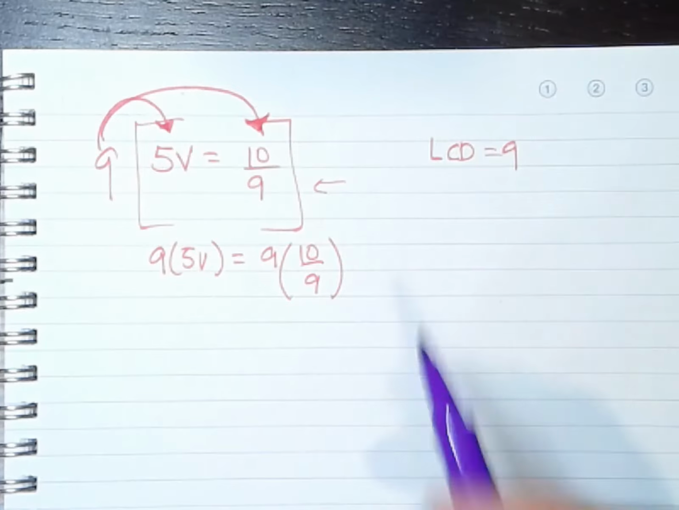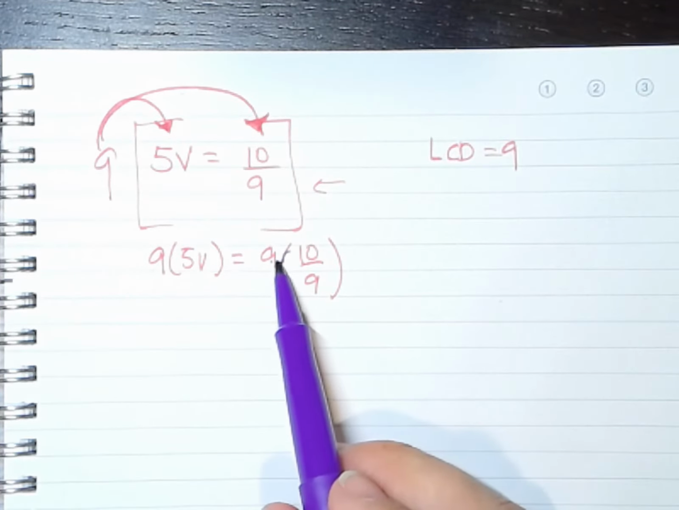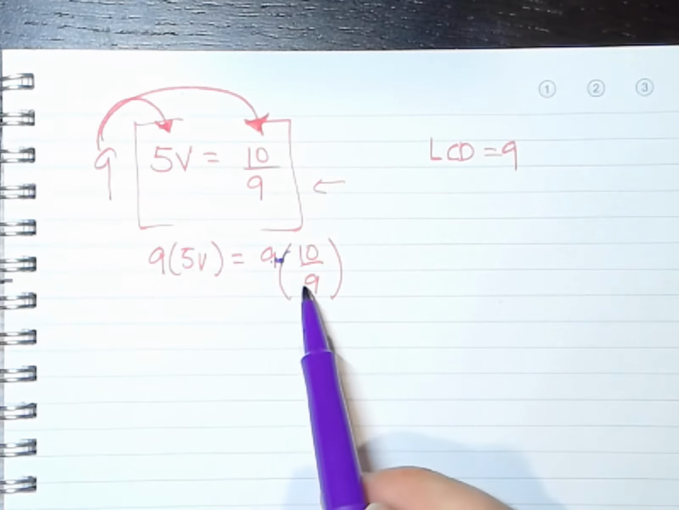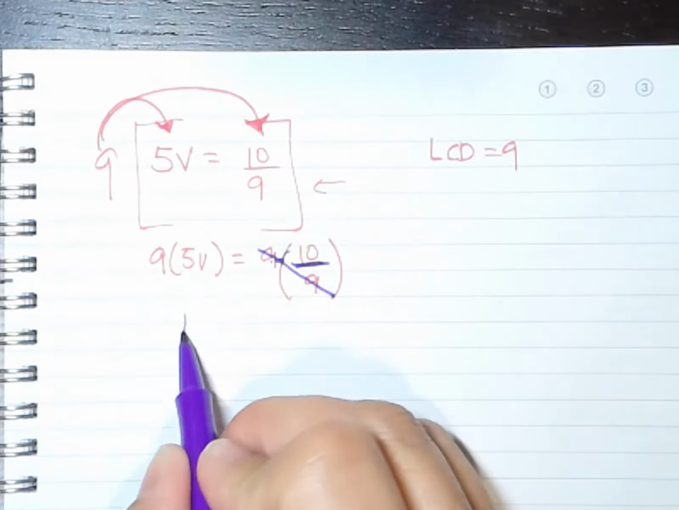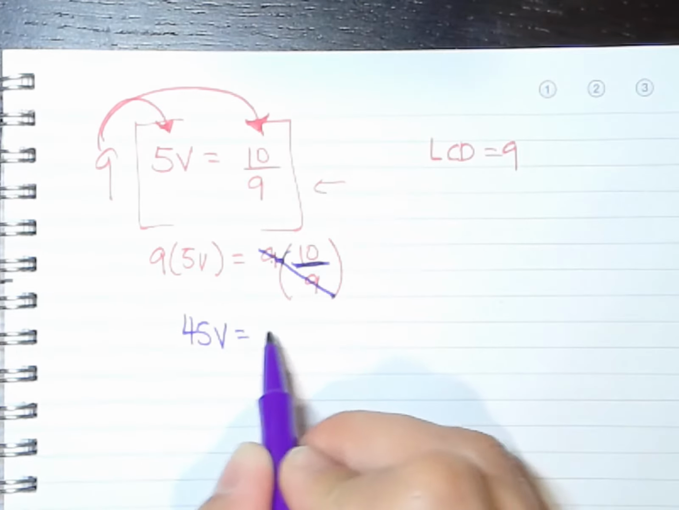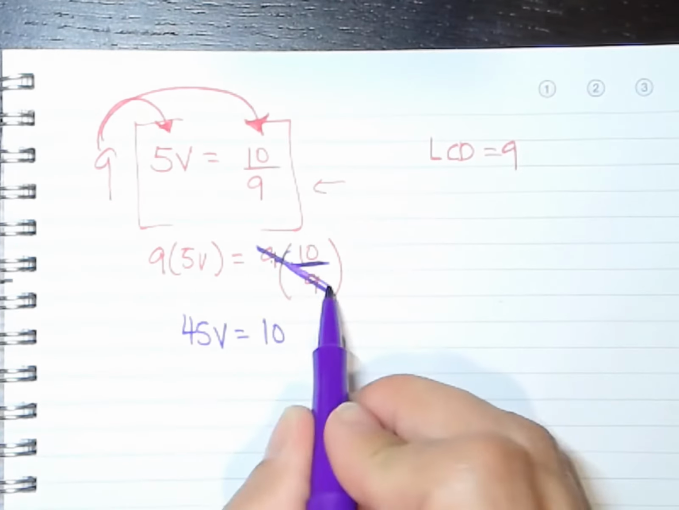So you can see that I have a multiply. Remember, a number next to a parentheses means multiply. I have a multiply by a 9, and I have a divide. A fraction bar means divide. So that means those divide out. And so 9 times 5 is 45. So I get 45v is equal to 10 because those 9s canceled out.